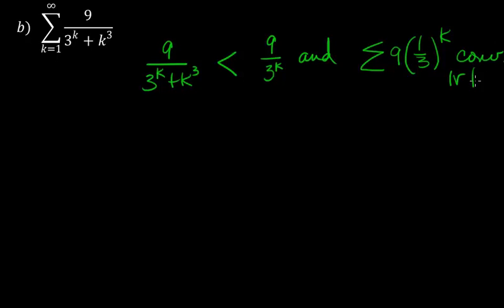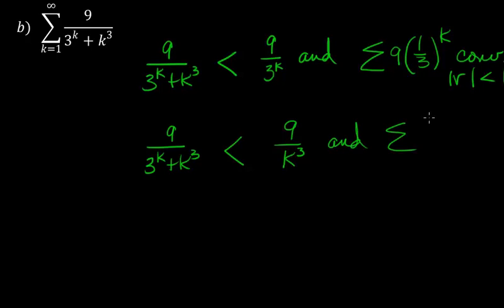The absolute value of r is less than 1. Therefore, the series will converge. Another thing you could have done in this case is note that 9 over 3 to the k plus k cubed is less than 9 over k cubed. We could have thrown out the most powerful thing down there and still gotten a convergent series.